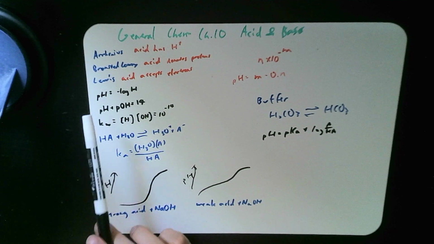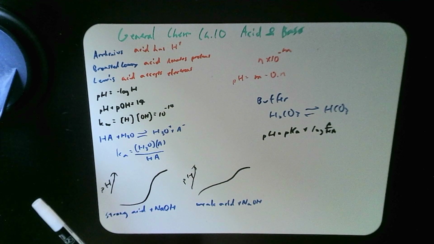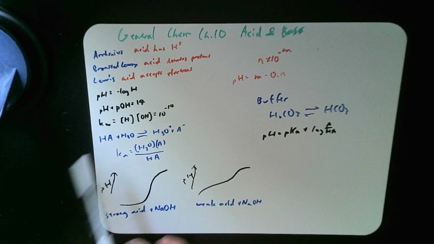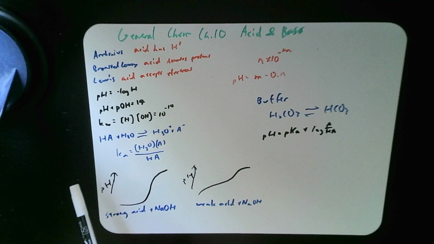We have pH, denoted by the negative log of the concentration of hydrogen ions. And pH plus pOH must always equal 14. And the concentration of H and OH multiplied together is 10 to the negative 14.